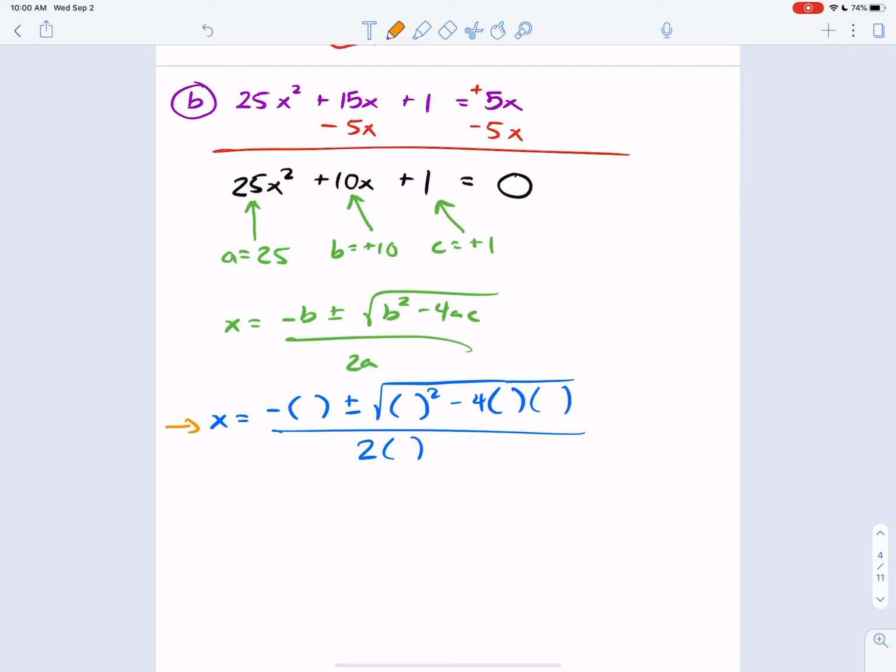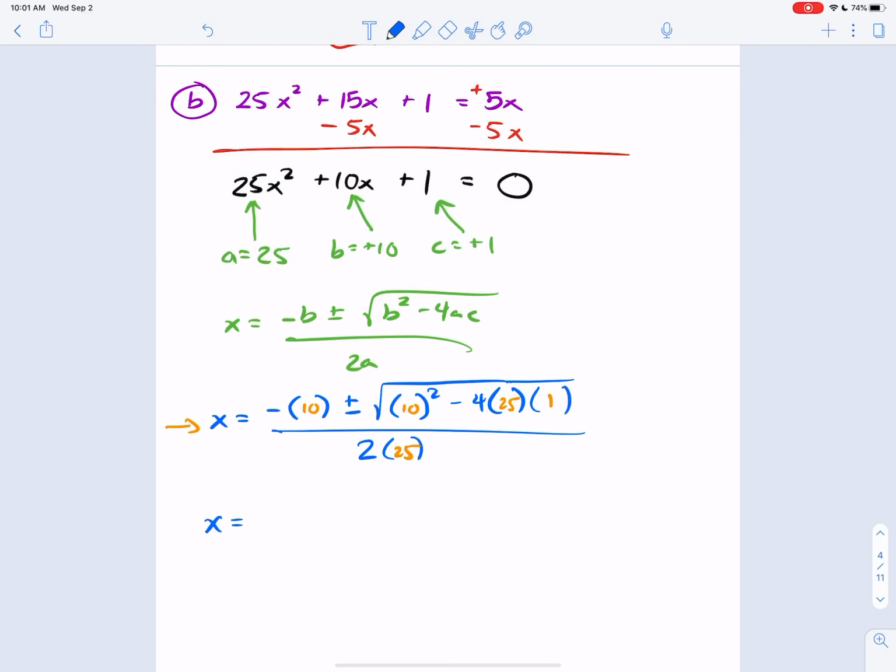Again, if you do this, you really can't mess up, all right? So b goes in here, so I'll put a 10. B goes in there, 10. A goes in here, C goes in here, and A goes at the bottom. All right? All right, let's keep going.